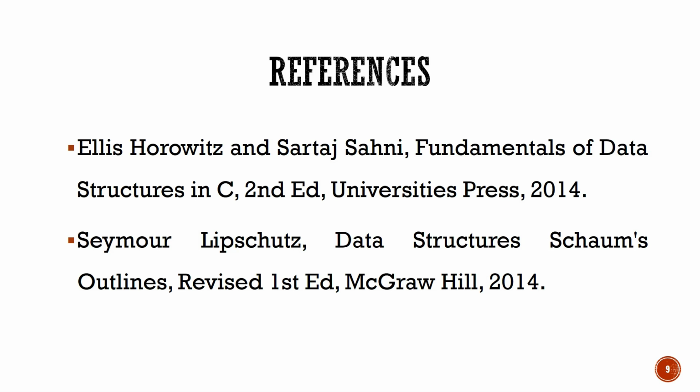Then we learned the subtree. The tree is made up of a number of subtrees, and each subtree is again a tree. Then we learned what a parent is, what a child is, what the ancestors and descendants are, what the degree of a node is, and what the height of a node is. These things we learned in this session.